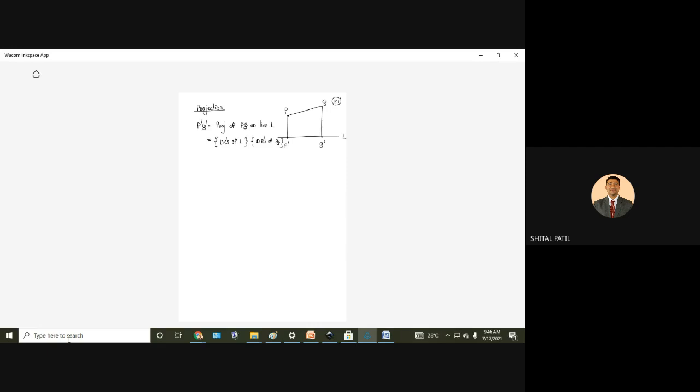Projection of PQ, direction ratios of PQ. Okay, so say I have this triangle. I want to find the projection of this line segment. Say I have A here and B here, and I want to find the projection on line L. What should be done? From A, I have to draw a perpendicular. So I'll get A dash.